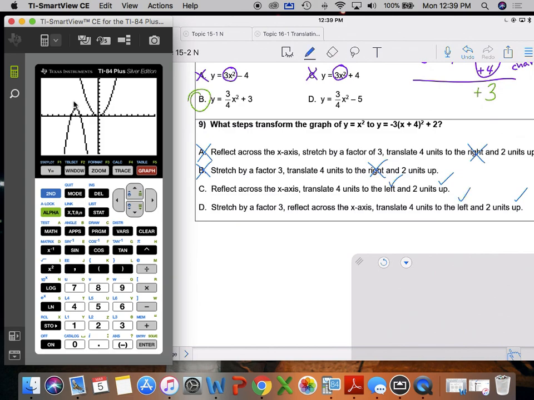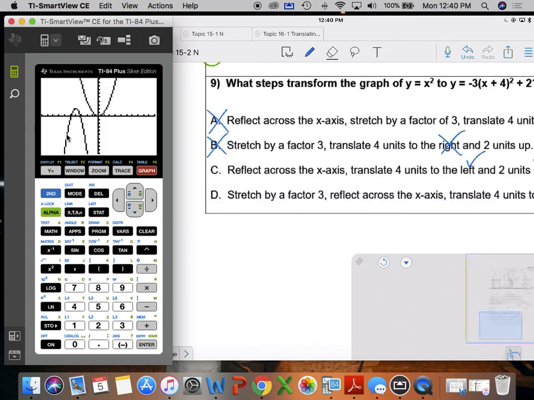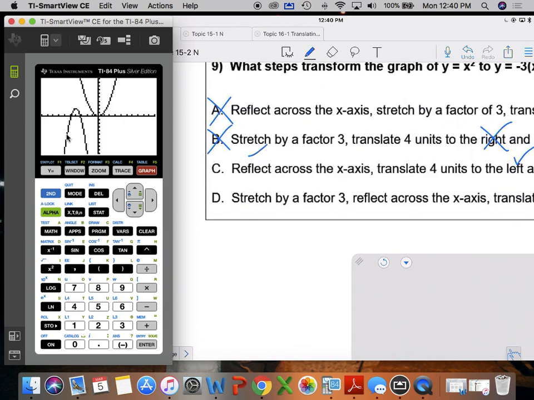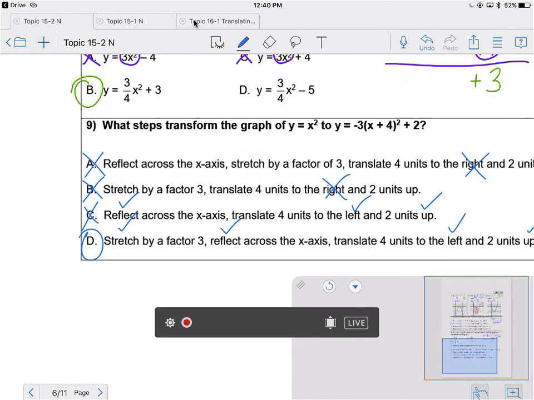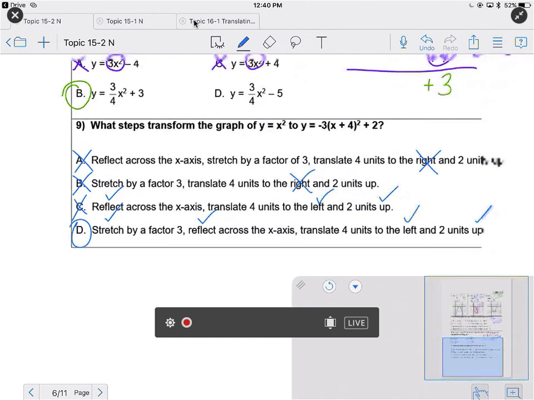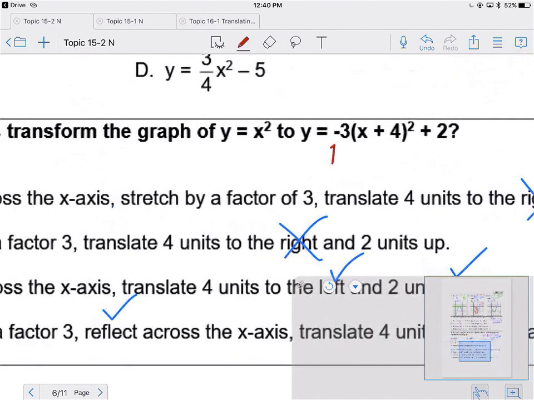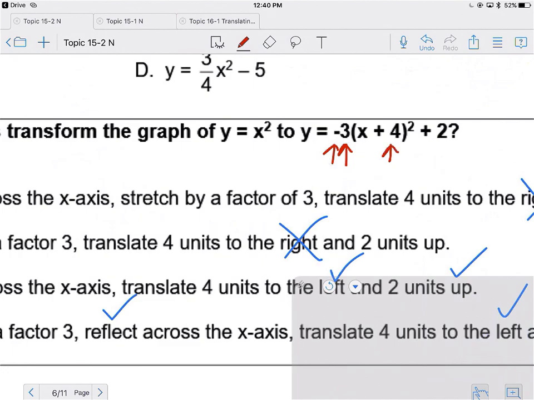Okay, I can see that it is a negative, so it is reflected. Sorry, these are really ugly. And then I can see that this one is a little bit skinnier than this one. This one's a little bit wider, so that means it would also be stretched, and C does not have a stretch. Okay, so if you forget, plug them into y equals, or you just look and you know that this reflects, this stretches, left and up.